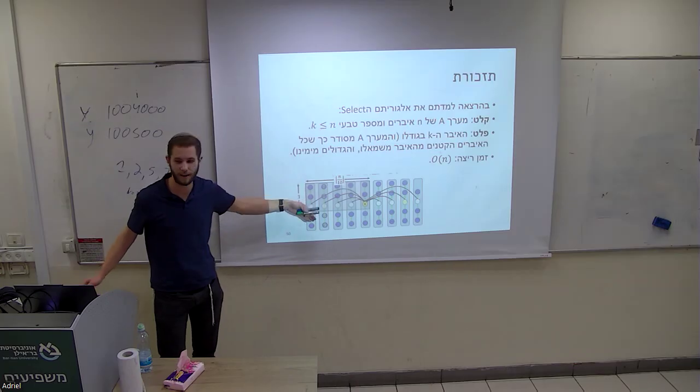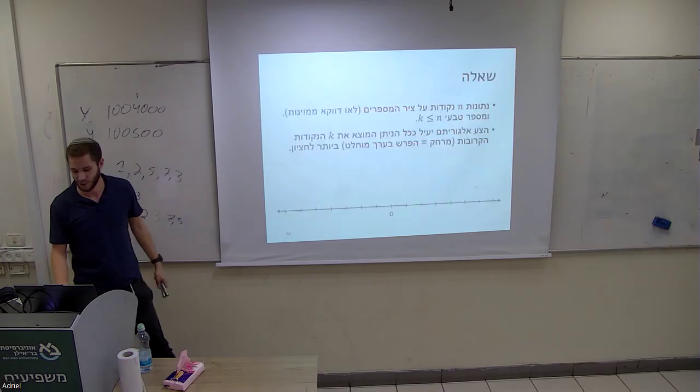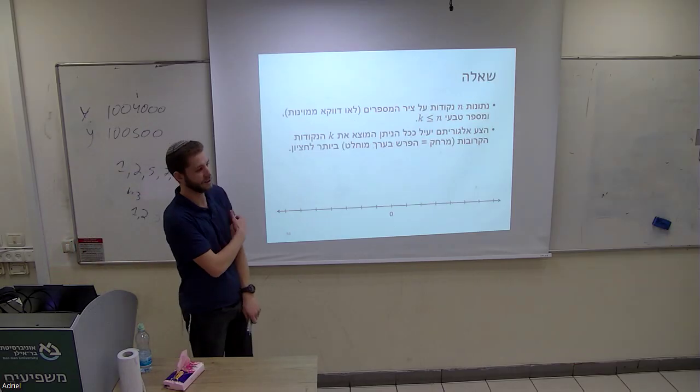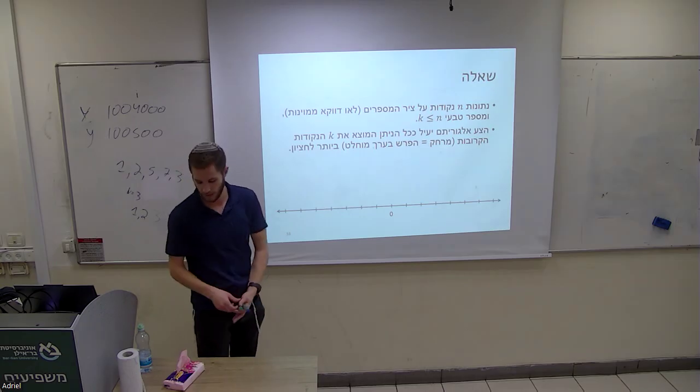You divide it into 5s. You sort each one. You find the median, partition. Okay, question, and then we're going to go on to the next recitation.